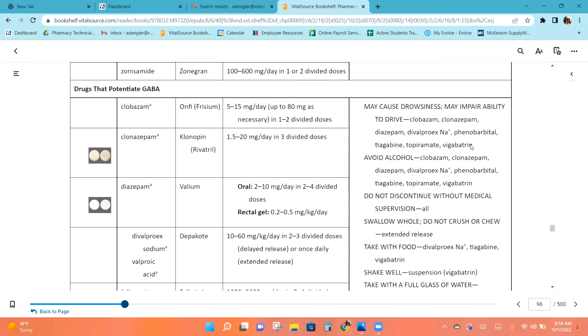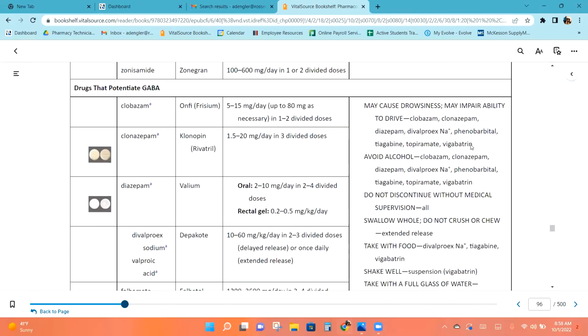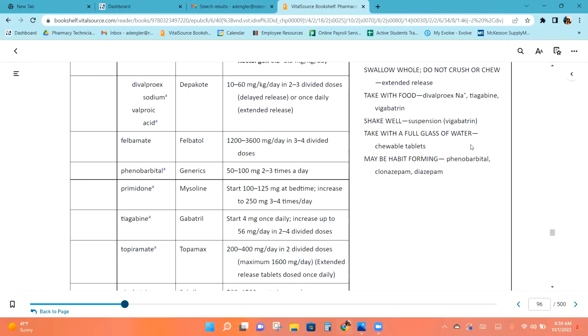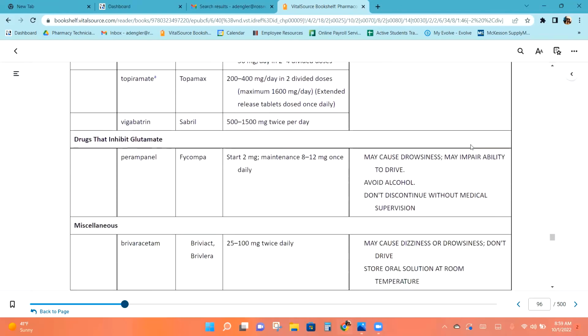And drugs that potentiate GABA may cause drowsiness, may impair ability to drive on all of those medications. We should avoid alcohol on quite a few as well. Again, we are not going to discontinue without medical supervision. Swallow whole, do not crush or chew extended release capsules or tablets. Take with food: divalproex, tiagabine, and vigabatrin. And may be habit forming: phenobarbital, clonazepam, and diazepam.